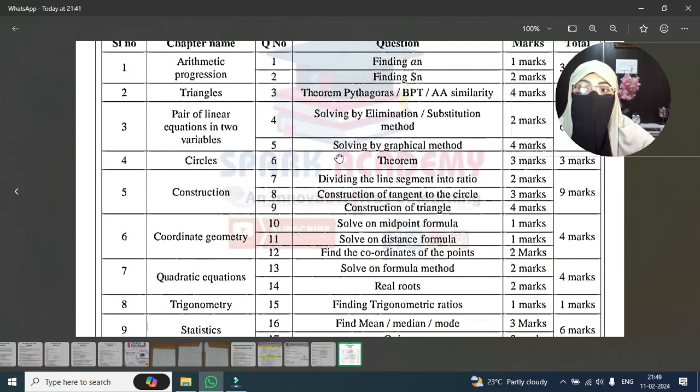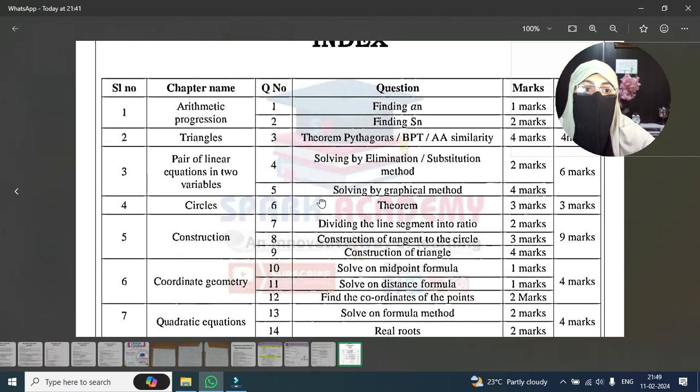Coming on to the pair of linear equations chapter. So in this chapter you would have to study the elimination method, substitution method. Cross multiplication method is not always asked, but these two are always asked. So you can study the elimination and substitution method. This question will be coming for 2 marks for sure. Then solving by the graphical method, 4 mark question, very important. You can study that. By just studying these 2 things you can get 6 marks.